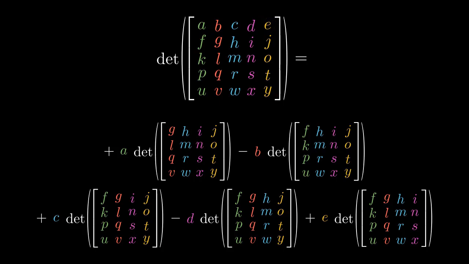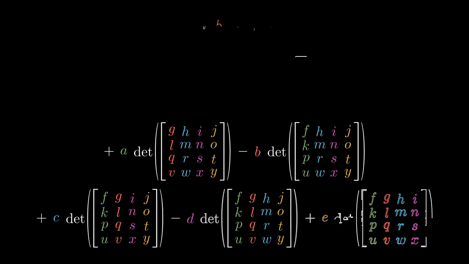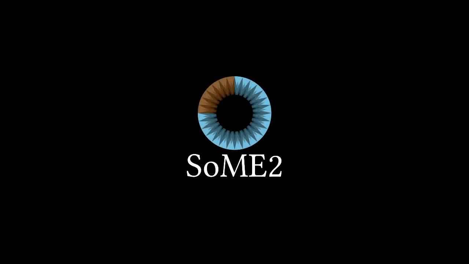This means that just by knowing the 2x2 determinant formula and some really simple rules, you can find the determinant of any n by n matrix with relative ease and very little memorization. And that pretty much sums up all you need to know about calculating the determinant.